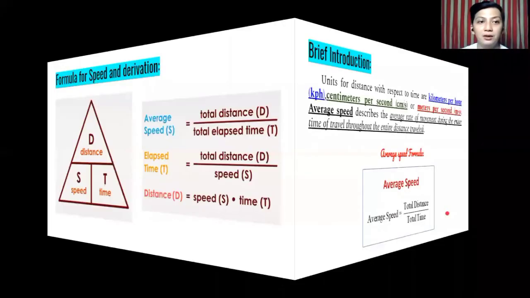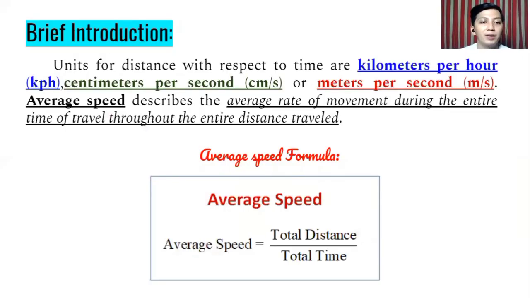Just go back to this video. Then next, units for distance with respect to time are kilometers per hour, or kph. Ito yung usually nakikita natin sa speedometer. Speedometer ang tawag din sa may sasakyan. That is kilometers per hour, centimeters per second. Yan, makikita rin natin yan. Meters per second, makikita natin kapag velocity.